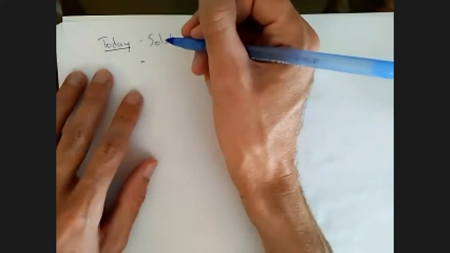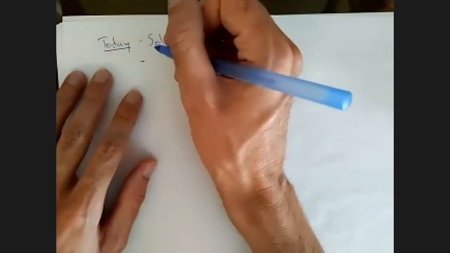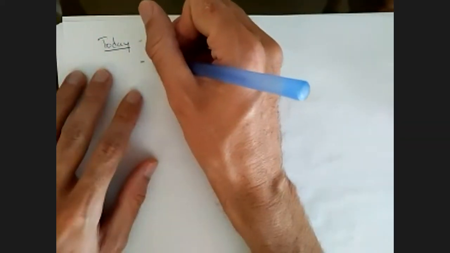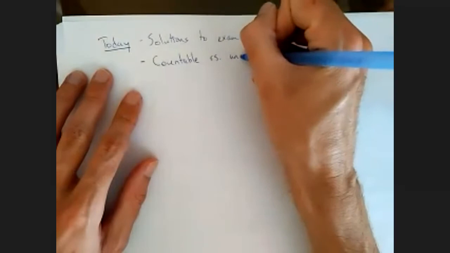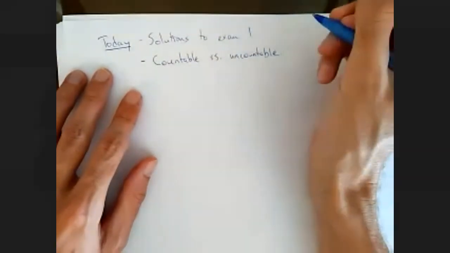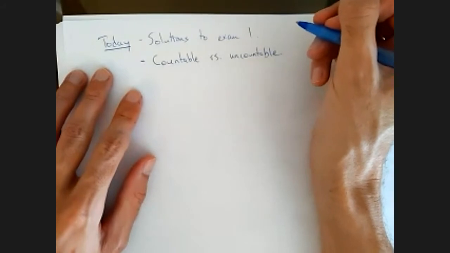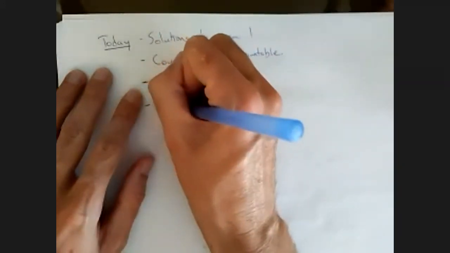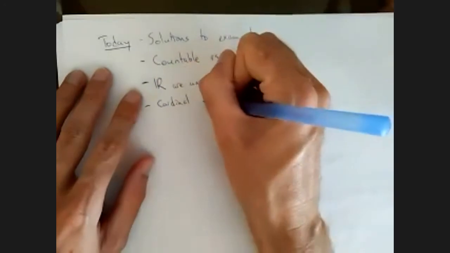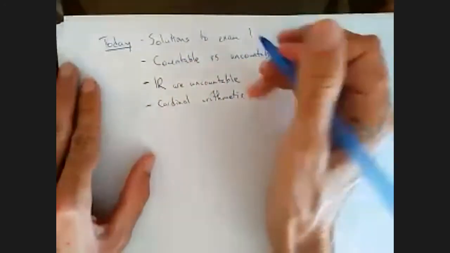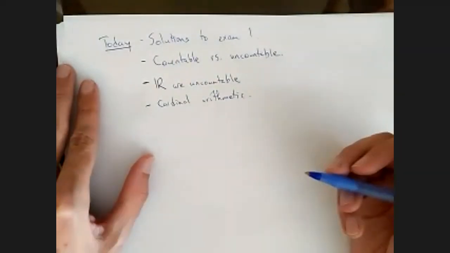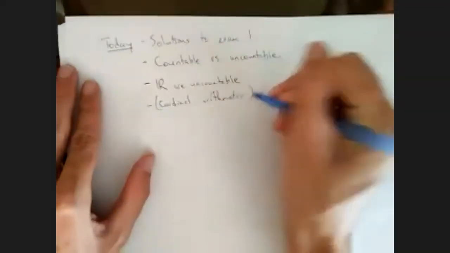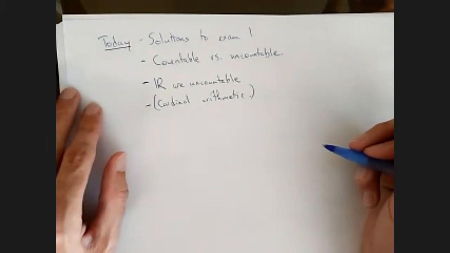I hope to finish cardinality this week. I want to talk about countable versus uncountable. What do those things mean? In a set theory class, we should always prove that the real numbers are uncountable, among other things. And this will lead us into cardinal arithmetic, at least the basics. That's today's topic, or maybe later this week.